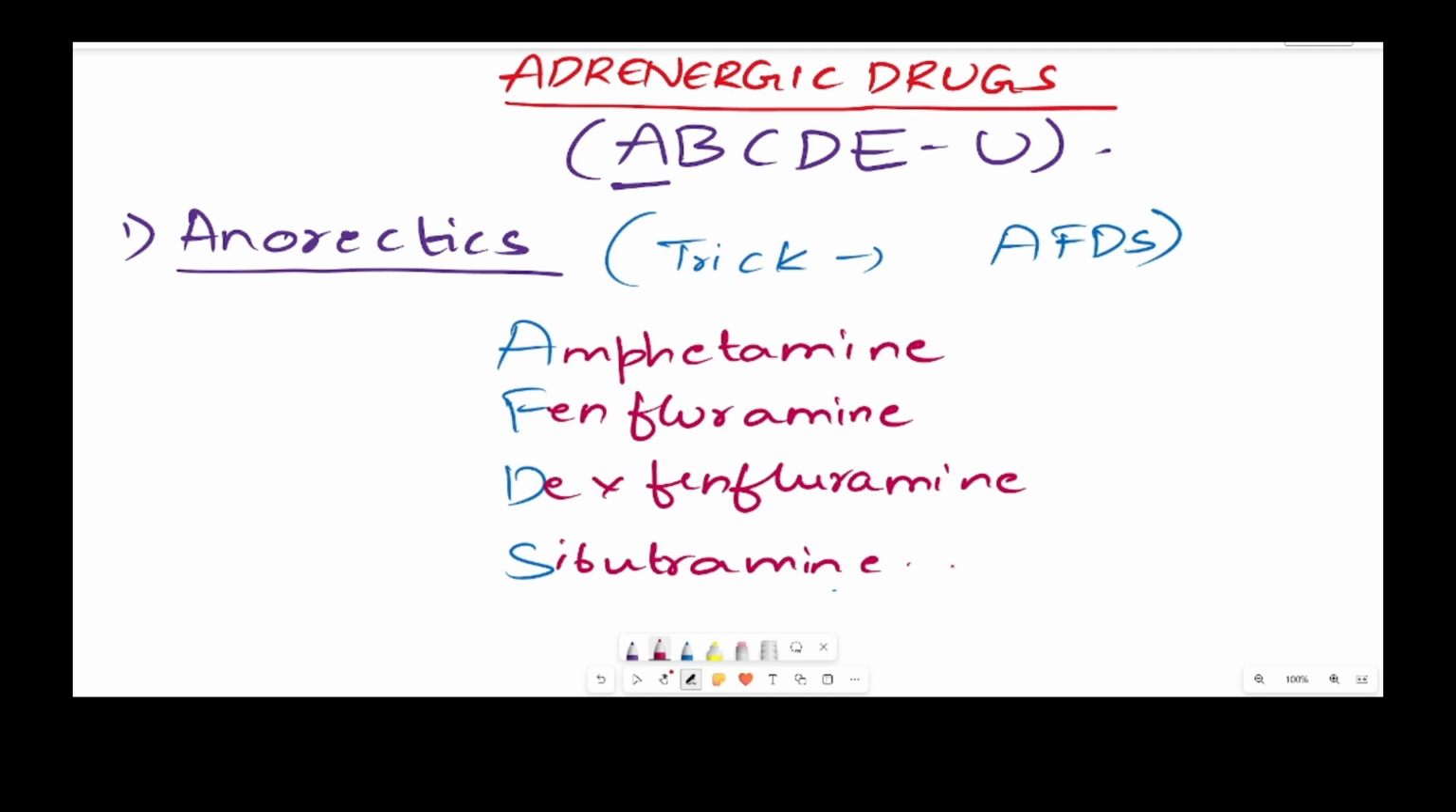So the first class is with A, which is anorectics. These are the substances that are appetite suppressants. This will be reducing the hunger. So, to remember the drugs under this, just remember the trick AFDS, where A means amphetamine, F means fenfluramine, D means dexfenfluramine, and S means sibutramine.